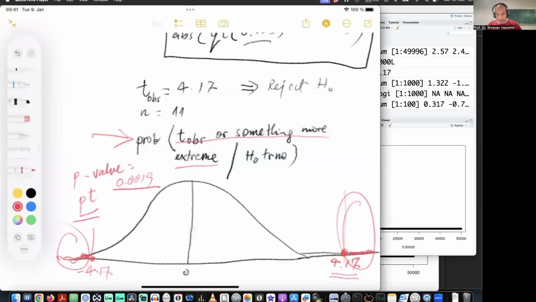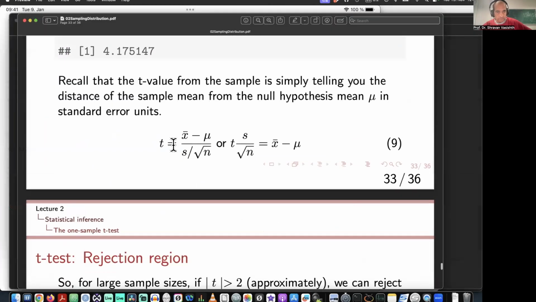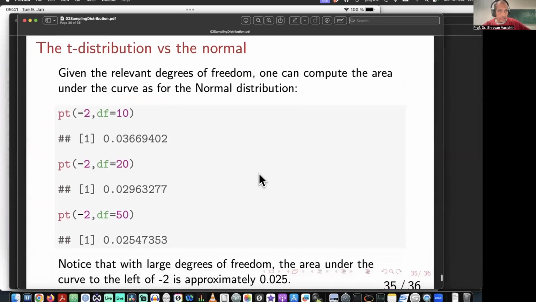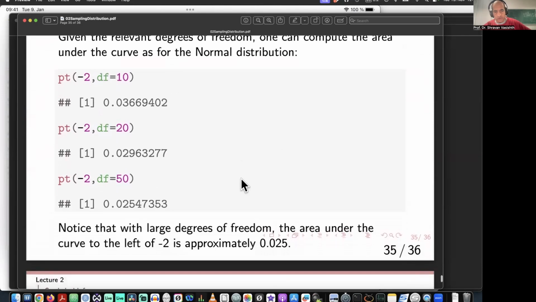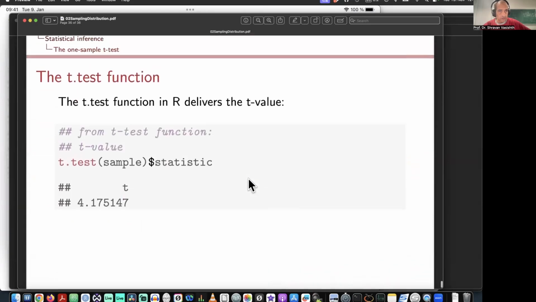So this probability is the probability of observing the t-value that we observed or something more extreme in either direction, assuming that the null is true. Okay. So here I'm just showing you how to use the PT function, but you guys know how to use that already for the p-norm case.